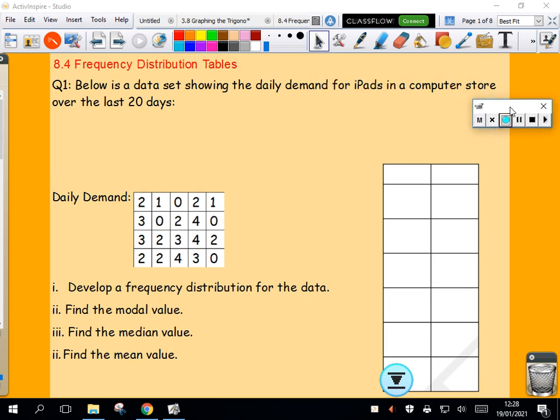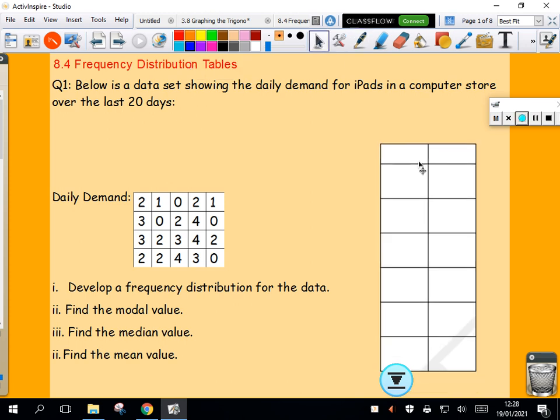Okay, in this class I just want to look at a little bit of revision work on frequency distribution tables. A frequency distribution table is just a way of displaying descriptive statistics. When we're collecting data, we collect something called raw data. We ask questions and collect data, and then we display it in some way and organize it.